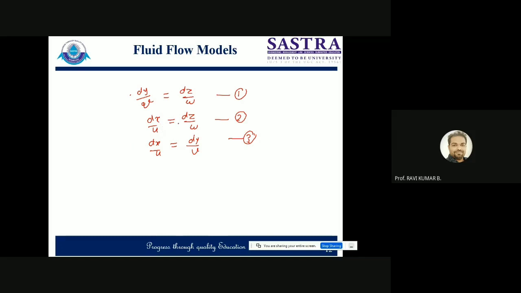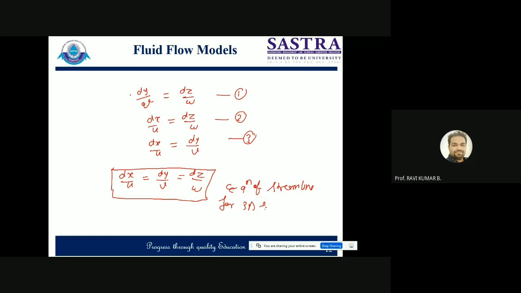So what is common here? dx by U is equal to dz by W, and dx by U is also equal to dy by V. So you can combine all this together. You can write a single equation: dx by U is equal to dy by V is equal to dz divided by W. So this is a single equation connecting all those three. This is known as the equation of streamline for 3D flow. So this is for three-dimensional flow.